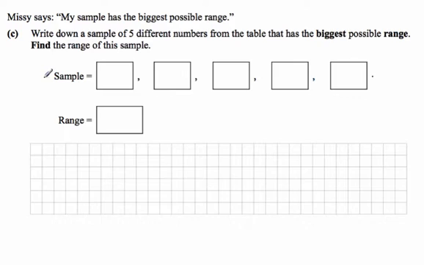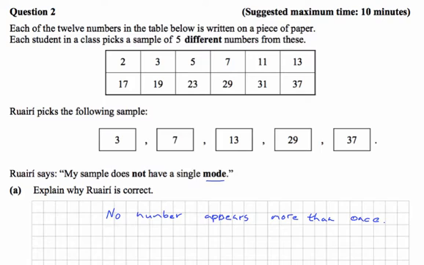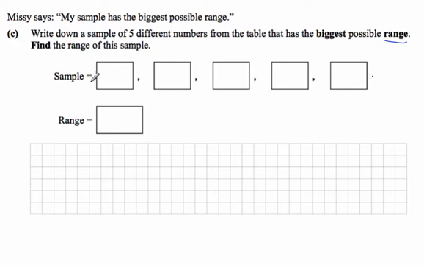Part C, Missy says, "My sample has the biggest possible range. Write down a sample of 5 different numbers from the table that has the biggest possible range, and then find the range of this sample." Okay, well, the range is the biggest value, subtract the smallest value. So if we go back to our set of numbers, the biggest value is 37 and the smallest is 2. So they're going to be definitely the smallest and the biggest, 2 and 37.